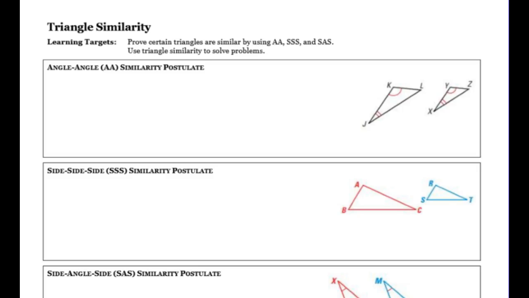Triangle similarity. So our learning targets for this section are to prove certain triangles are similar by using angle-angle, side-side-side, and side-angle-side for similarity, and then use the triangle similarities to solve problems. So when we were talking about congruence, I said that you cannot prove two triangles congruent by angle-angle, but you can use angle-angle to prove similarity.